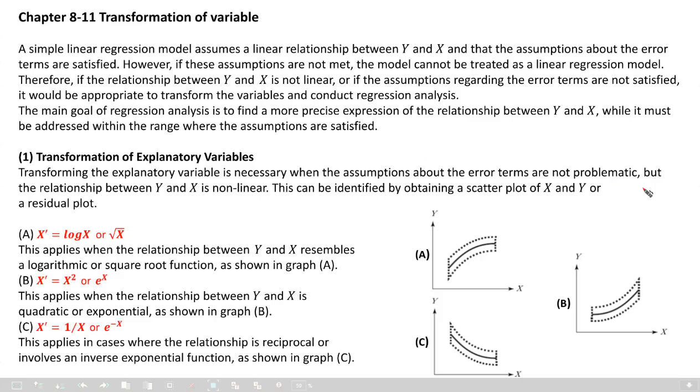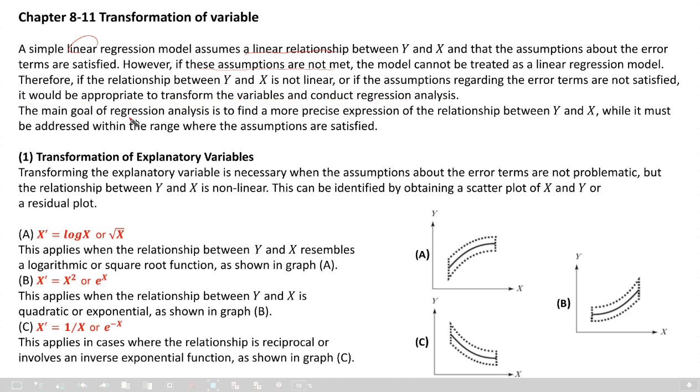Here, a simple linear regression model assumes a linear relationship between y and x, and that the assumptions about the error terms are satisfied. The model includes assumptions about the error epsilon. However, if these assumptions are not met, the model cannot be treated as a linear regression model. Therefore, if the relationship between y and x is not linear, or if the assumptions regarding the error terms are not satisfied, it would be appropriate to transform variables and conduct regression analysis.